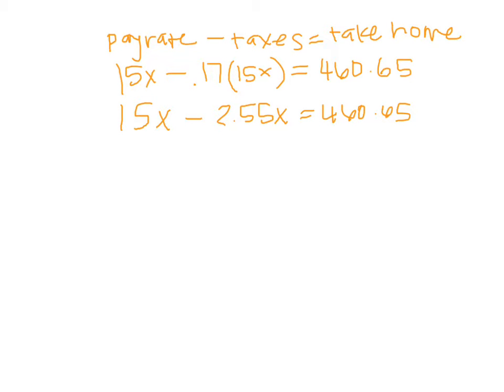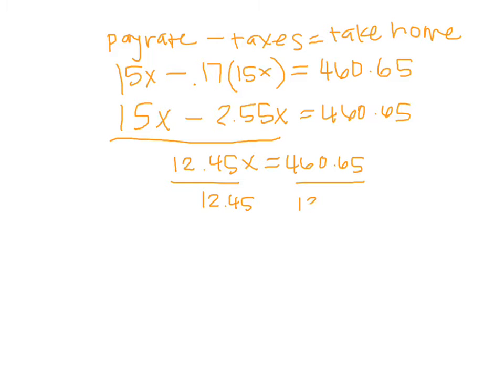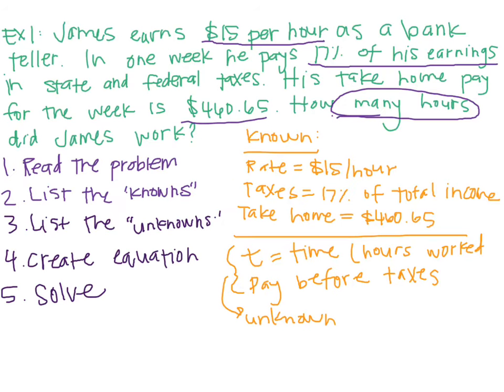Next, I need to combine like terms together. So let's combine these. 15 minus 2.55x is going to give me 12.45x. And finally, I need to separate 12.45 and x. So I'm going to divide each side of my equation. And that leaves me with x equals 37. Final step I need to do is to interpret in context.